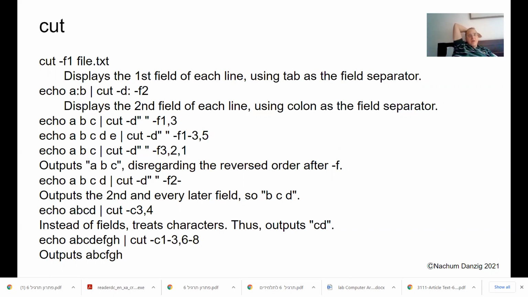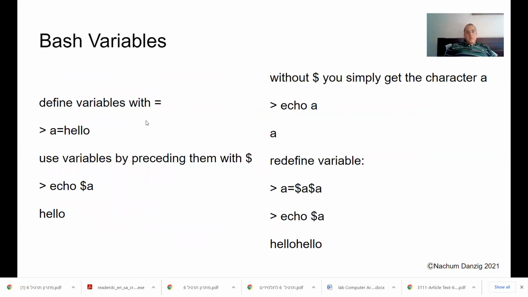Here I'm echoing A, B, C with spaces, and I'm doing cut. This means the first field and the third field, so it's going to print AC. Actually, it's not going to print AC because, what is mine? Oh, yeah. Sorry, it is. Yeah. Okay.